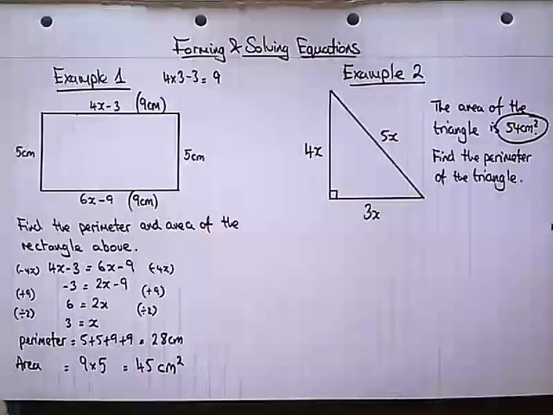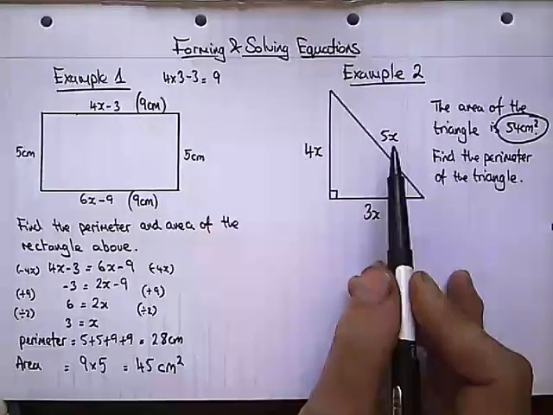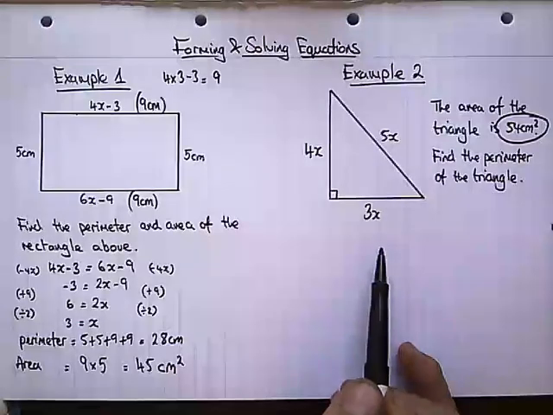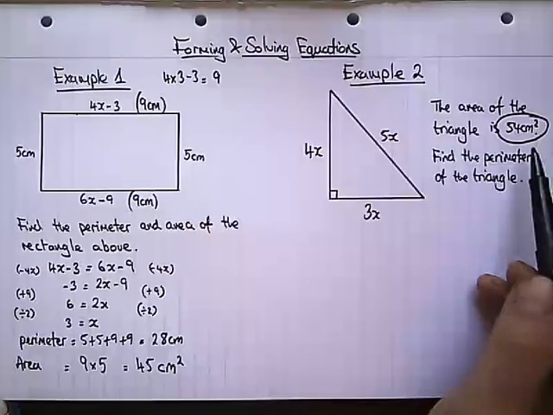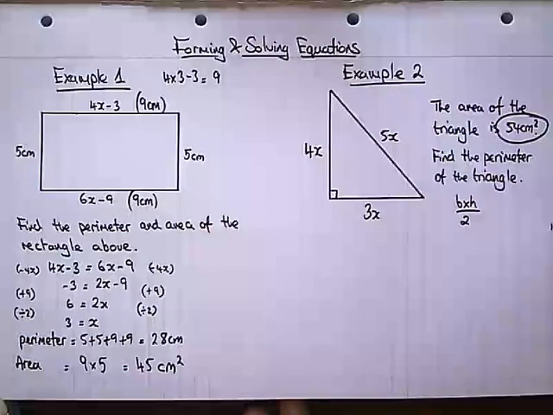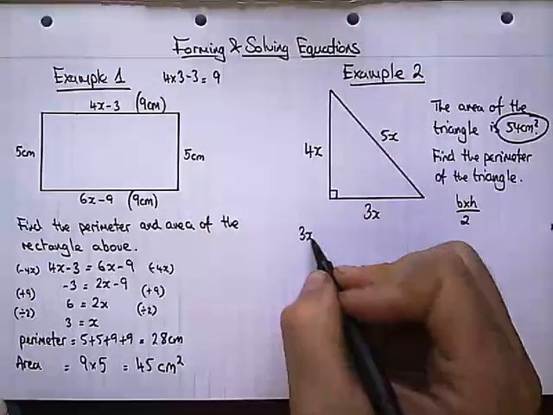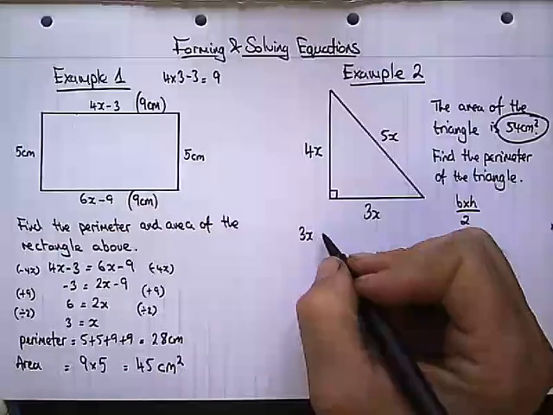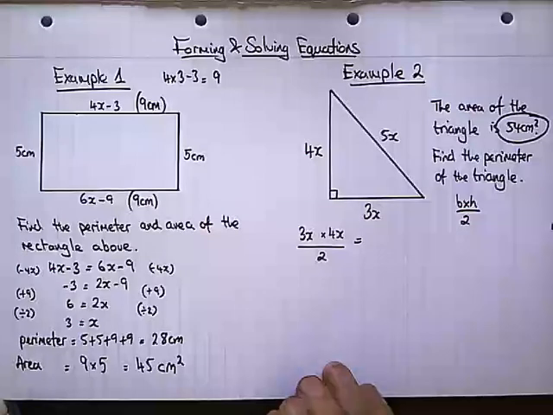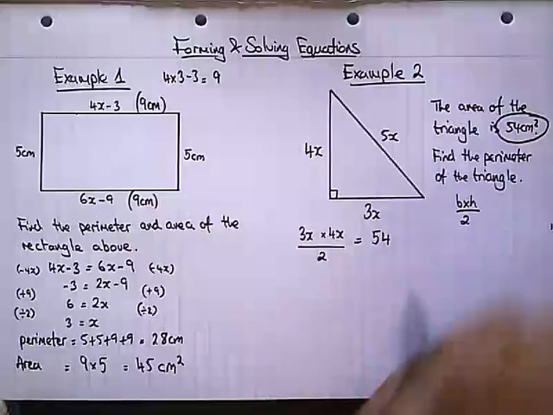Well, I could say that it's 3x plus 4x plus 5x. So if I can work out what x is, I can find the length of that perimeter. Now, how do we work out the area of a triangle? Well, that's base times height divided by 2, okay? So the base of this triangle is 3x. The height of this triangle is 4x. And I need to divide it by 2. What do I know this area is equal to? 54 centimeters squared. So we know it's equal to 54.